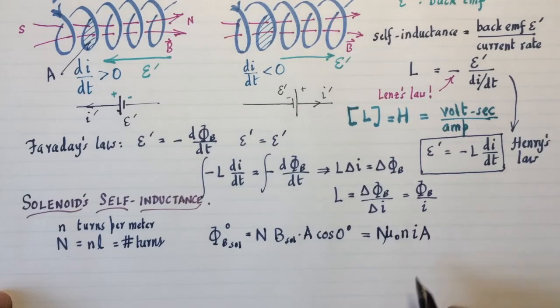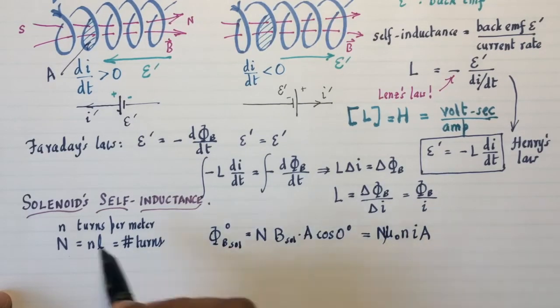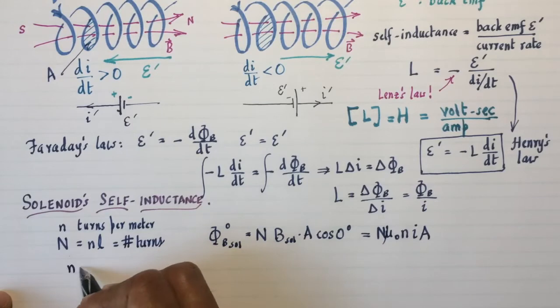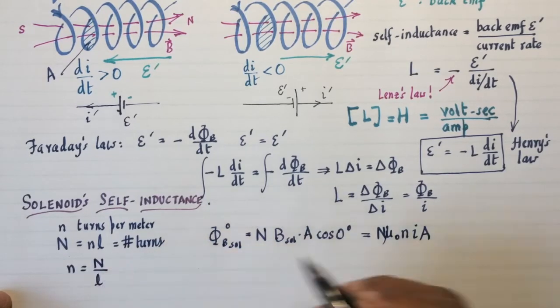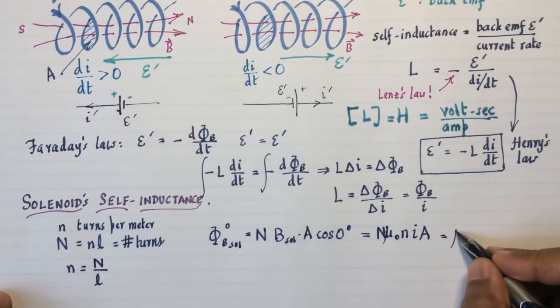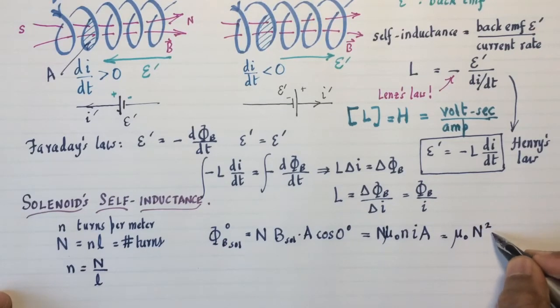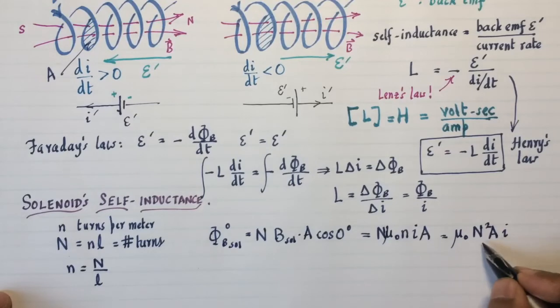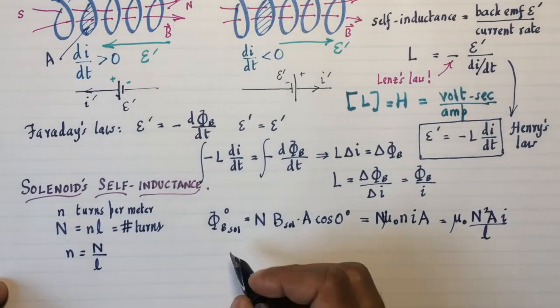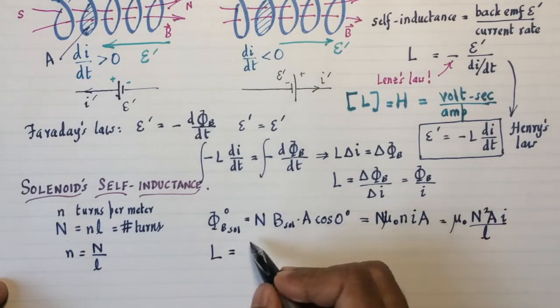So the only problem here is I have two kinds of n's, capital N and little n. Let me eliminate little n. Little n is capital N divided by L. So I get mu naught times n squared A I over L. That's the flux. And the inductance is just the flux per unit current.